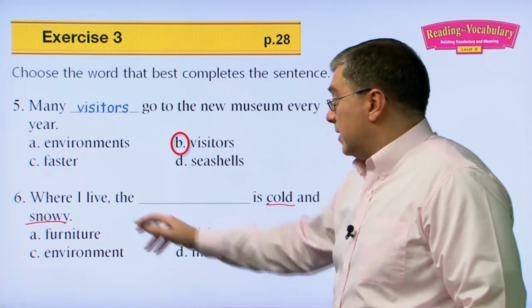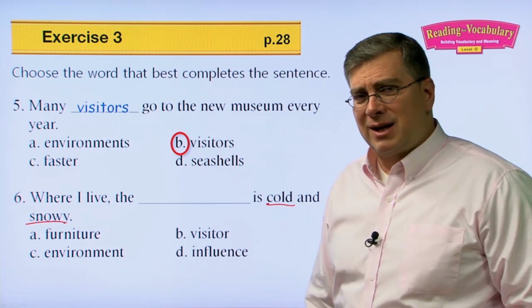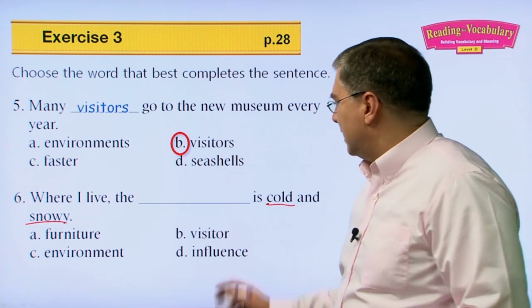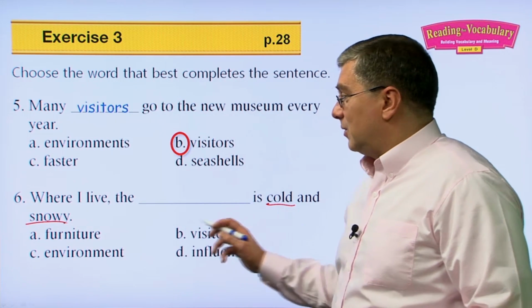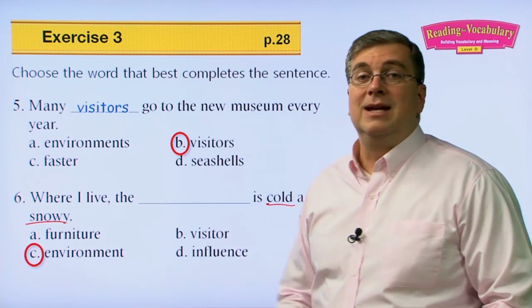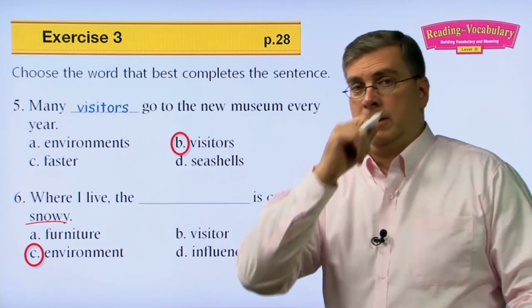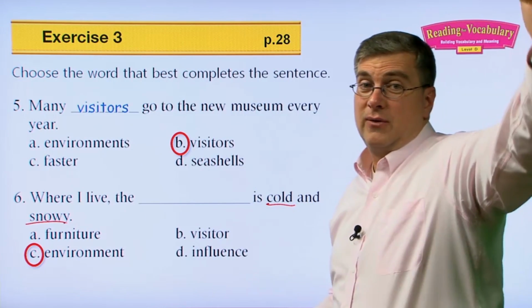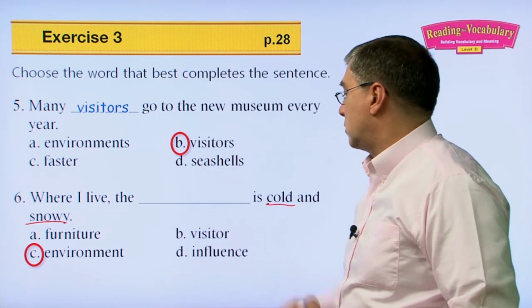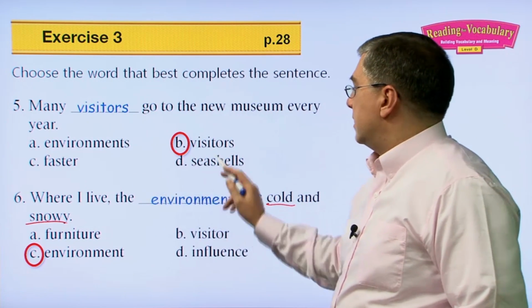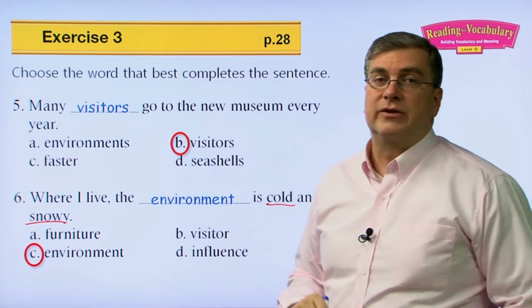What word is that? The furniture is cold and snowy? Furniture can't be snowy. Furniture can be cold, but not snowy. The visitor is cold and snowy? That doesn't make sense. The environment, the space around you, like the country around you, is cold and snowy. Maybe you live far in the north. The environment is cold and snowy, not the influence. So where I live, the environment is cold and snowy.